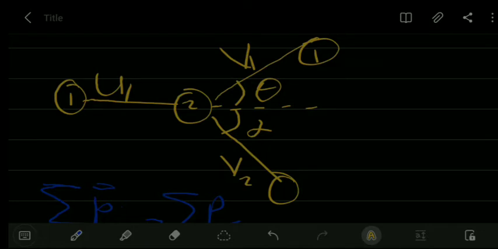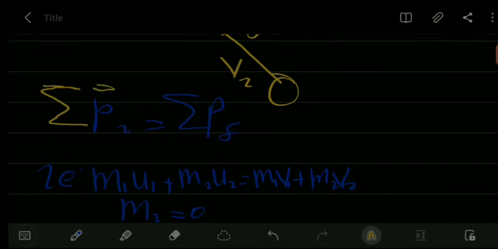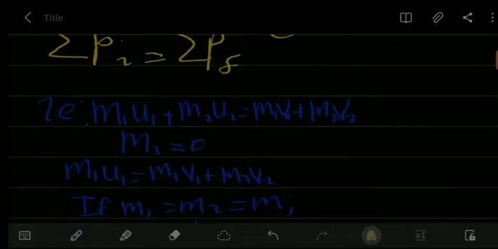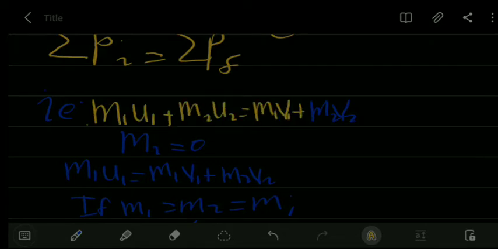Since it's an elastic collision, we know that both momentum and energy are conserved. So we're going to consider the conservation of momentum and then also consider the conservation of energy. In this case, the only type of energy we're working with is the kinetic energy. Conservation of momentum gives that the sum of momentum before must equal the sum of momentum after. So initial momentum must equal the final momentum. Okay, so we can write the conservation of momentum as this.